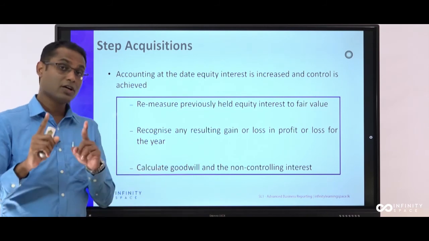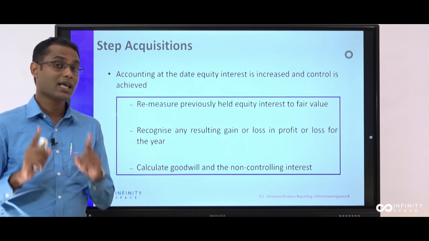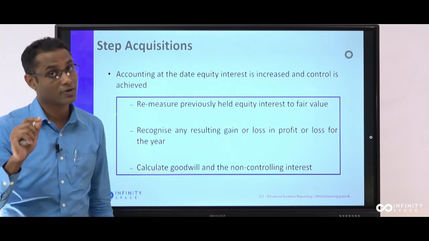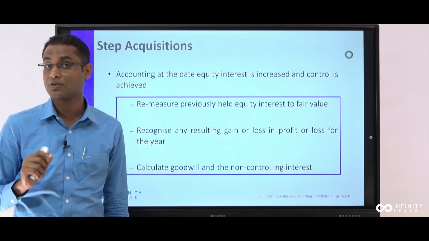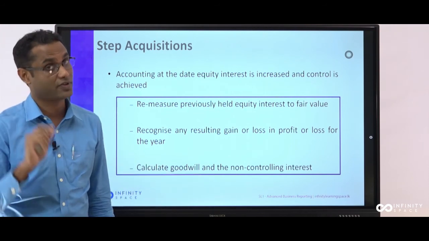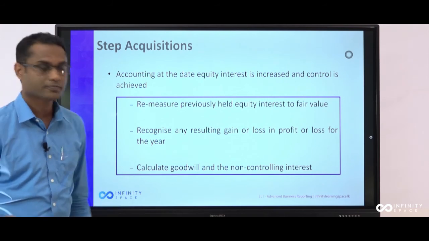And also I told you all, once you achieve the control, you should start acquisition accounting, which means you should start consolidation. So on that date you need to calculate the goodwill, the most important adjustment in consolidation, plus you should recognize the non-controlling interest for the first time. Right, moving on.